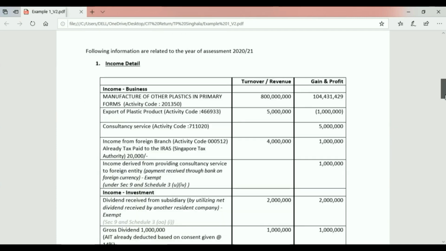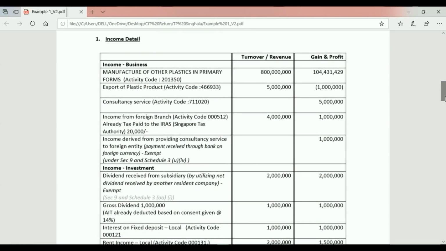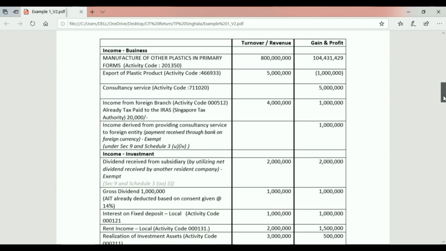Then these questions include some information. The first is related to income. It provides the turnover details and gain and profit. Then there is the manufacturing of primary plastic forms. They are also doing some export activities, but this export business is a loss this year.